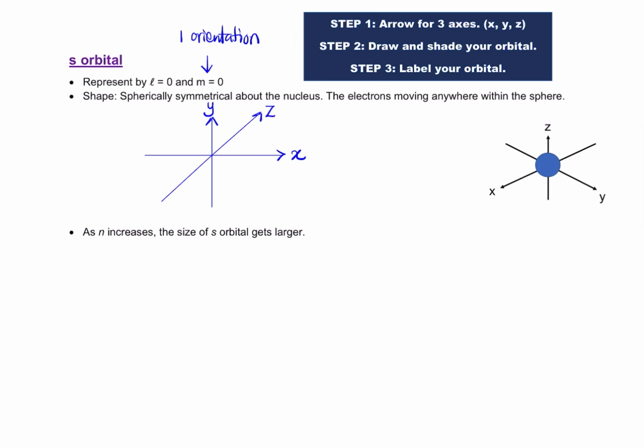Settled for the first step. Next, we are going to draw and shade our orbital. The shape of my orbital here is the S orbital, so it will be a circle. I'm going to draw a circle here in symmetrical form, and then I'm going to shade my circle. So this shows the S orbital. That settles step 2. We continue with step 3, labeling my orbital. So this is the S orbital, so of course I'm going to label it as S below my drawing.